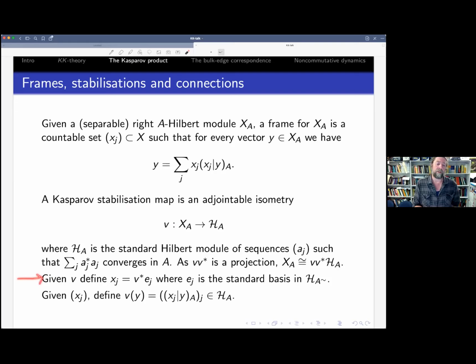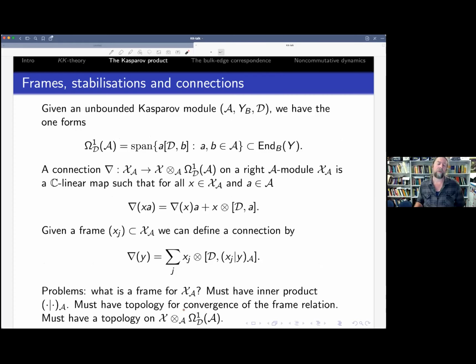So if you're given a stabilization map, then what you can do is go over to the standard Hilbert module. I put a twiddle here to unitize if I need to, just so I can put ones in every slot and have the standard basis. If I pull them back, that's a frame. And if I'm given a frame, then I can define my stabilization as this column vector here. Okay, so frames and stabilizations go together, and we're going to use them to build connections in a minute.